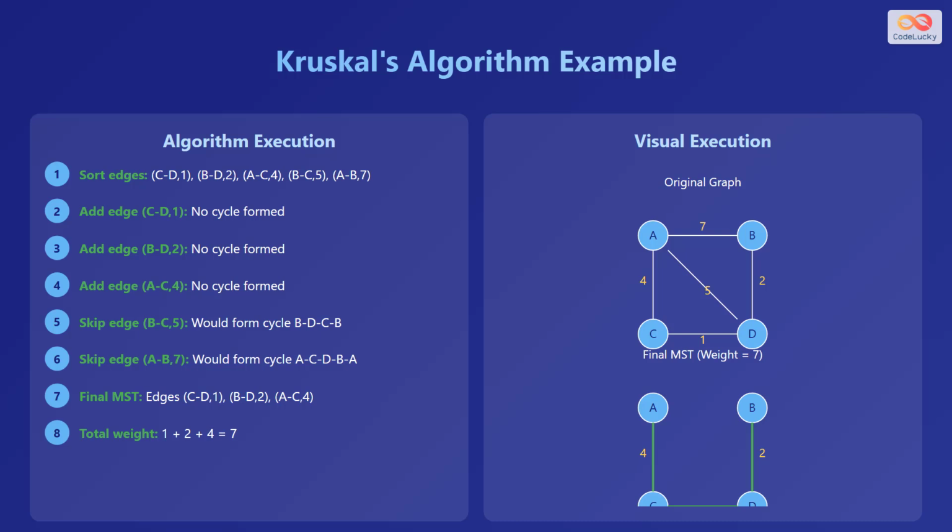We skip edge B to C with weight 5, because adding it would form a cycle of B, D, C, and B. We skip edge A to B with weight 7 because adding it would form a cycle of A, C, D, B, and A.